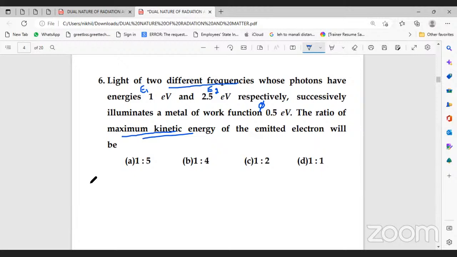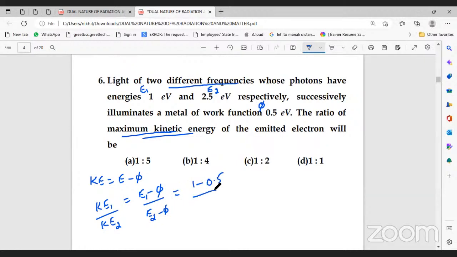Now, you know that the kinetic energy is nothing but the total energy minus work function. Yes, sir. So what is the ratio of kinetic energy? That is kinetic energy 1 by kinetic energy 2, E1 minus 0.5 divided by E2 minus 0.5. What is E1? 1 minus 0.5. E2 is 2.5 minus 0.5. 1 minus 0.5 is 0.5, and this is 2. 0.5 can be taken as 1 by 2, right? Yes, sir.